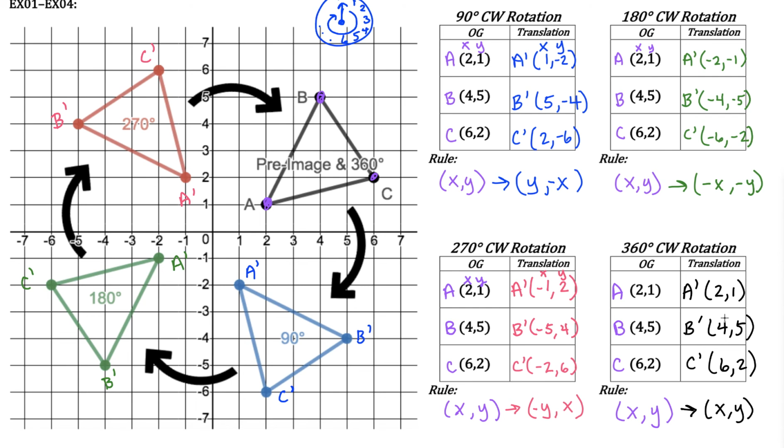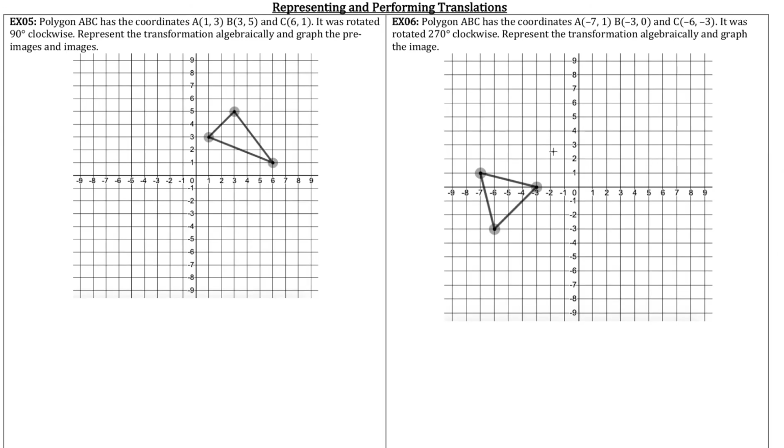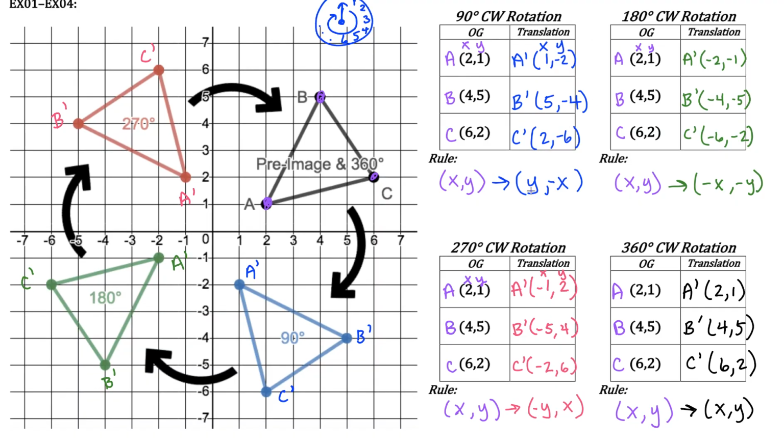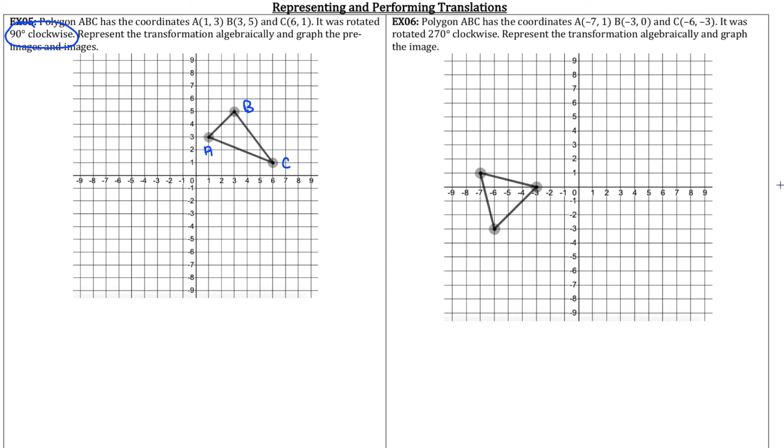Cool. On to the next page. All right, so polygon ABC is 1, 3, so it gives me these. I'm going to label them A, B, and C. Rotate 90 degrees clockwise. So I'm going to go to my other page. 90 degrees was y, negative x. So I need to write that before I forget it.